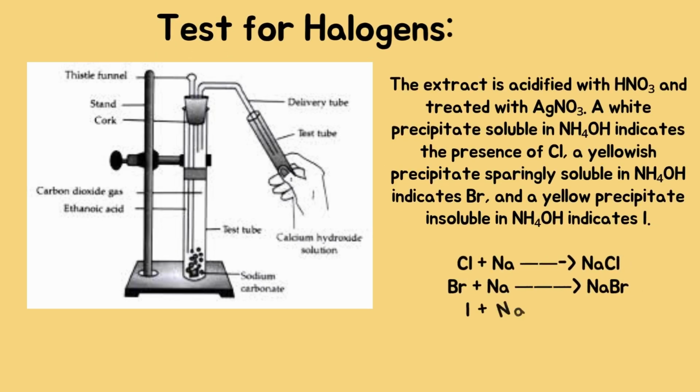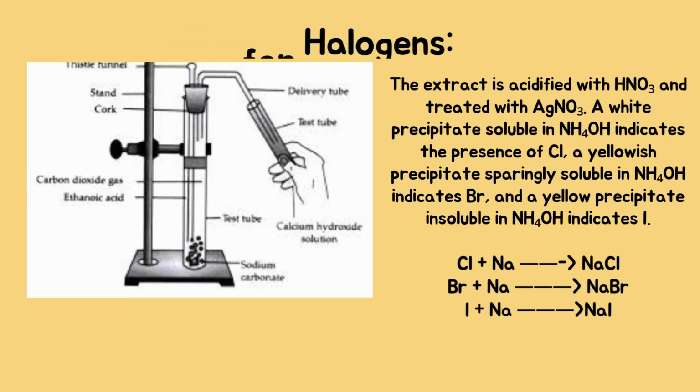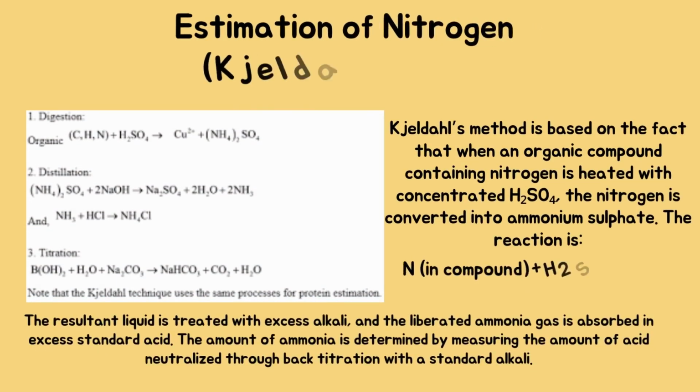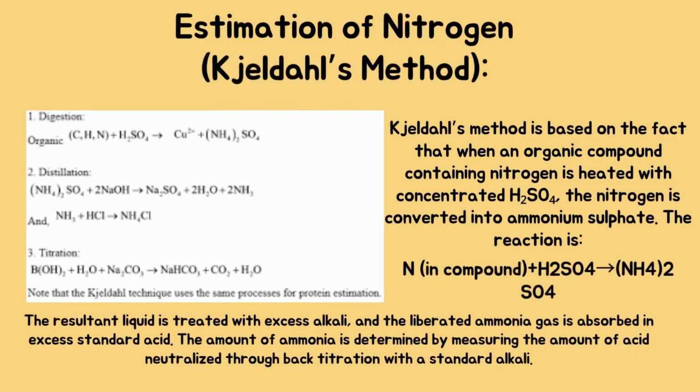The extract is acidified with HNO3 and treated with AgNO3. A white precipitate soluble in ammonium hydroxide indicates the presence of chlorine. A yellowish precipitate sparingly soluble in ammonium hydroxide indicates bromine, and a yellow precipitate insoluble in ammonium hydroxide indicates iodine. See the reactions. Next is estimation of nitrogen, Kjeldahl's method.